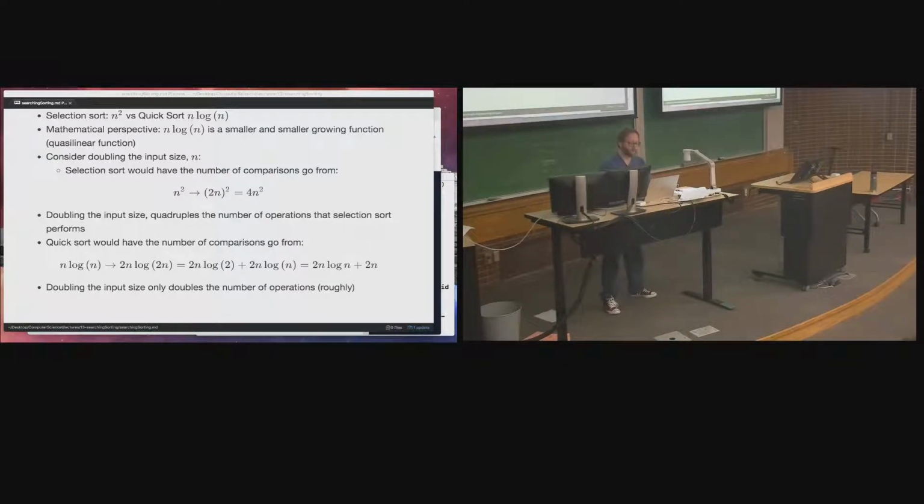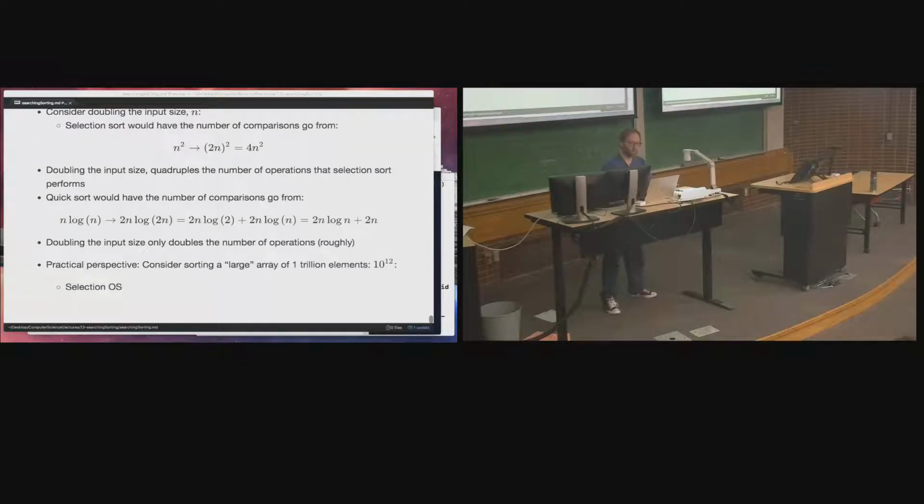Here's another perspective, practical perspectives. Consider sorting a large array of 1 trillion elements. How big is 1 trillion? So million is going to be 10 to the 6th, billion is 10 to the 9th, trillion is 10 to the 12th. If I did, say, selection sort, I would have to do roughly how many comparisons?